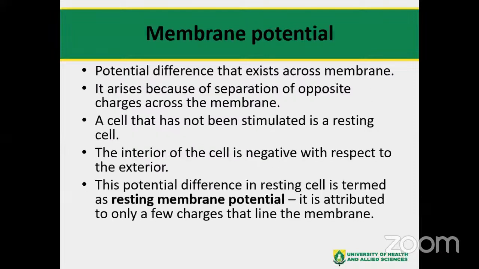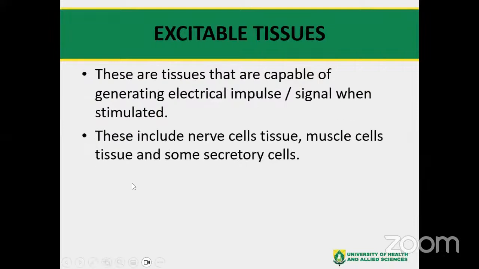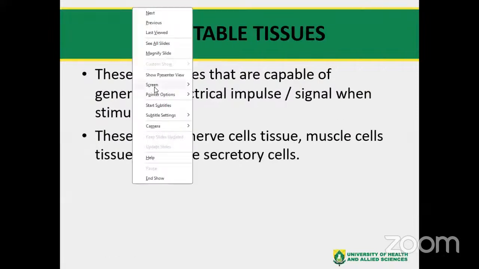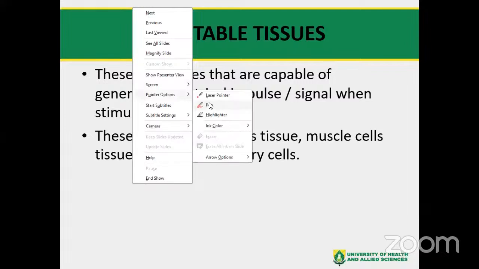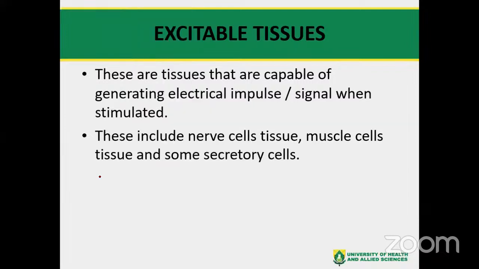Now, if we have a neuron, I'm going to start my drawing. This is a neuron. We have the cell body. Then remember, I have dendrites. These are the dendrites that are there. Then we have the axon, like this.